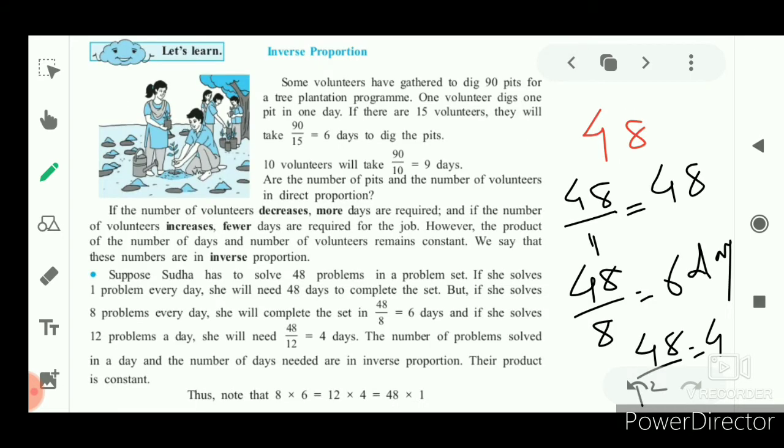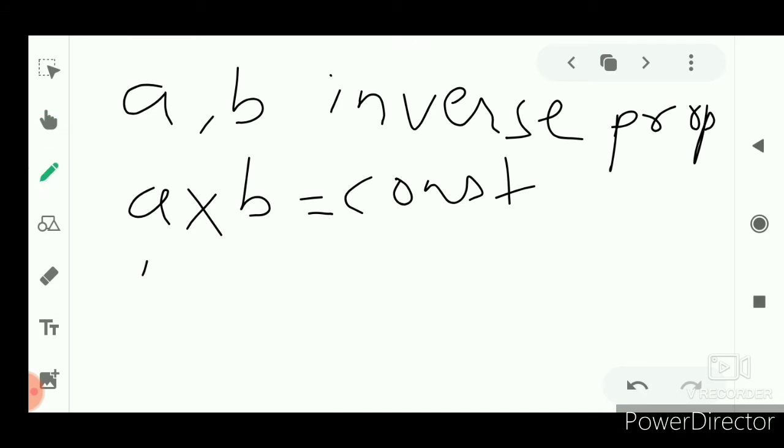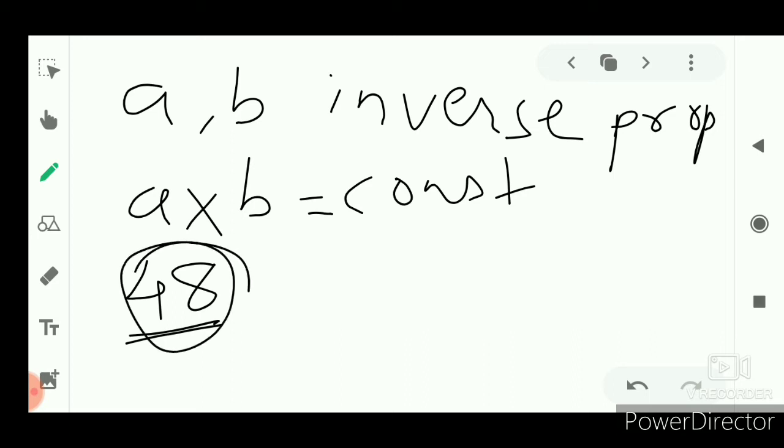Now in this question you can see that here, which thing is constant? Here 48 is constant. That is, the number of problems in a problem set is 48. That is constant. Okay. And what is variable? One problem requires 48 days.